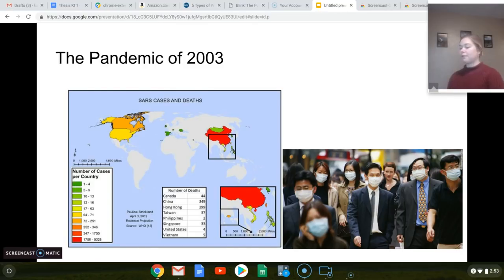SARS was discovered, as I said, very recently, only in 2003, and it was reported at that time because there was a pandemic of SARS. It was first cited in Asia, specifically in the Guangdong province of China, but over the course of the next several months, it spread to more than 24 countries in North America, South America, Europe, and Asia.